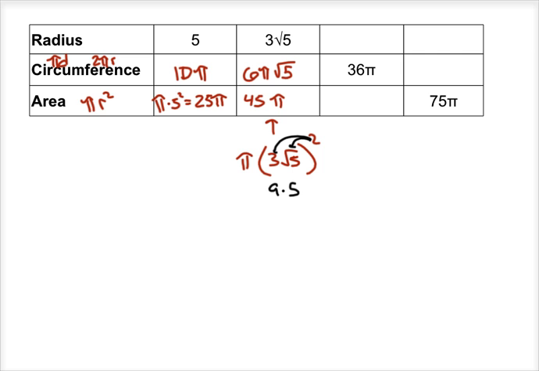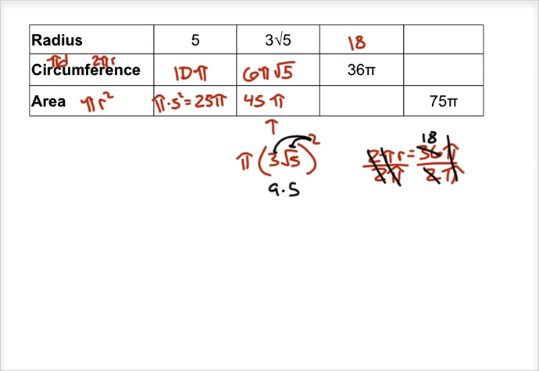Next one over. They're giving me that their circumference is 36 pi. Well, I know if I want to go from the circumference to the radius, I could set up the formula 2 pi r equals 36 pi. If I want to get the radius, I could divide each side by 2 pi. And if I look at what cancels, I can reduce the 2's and the pi's, and 2 goes into 36 18 times. So I would get that my radius is 18.